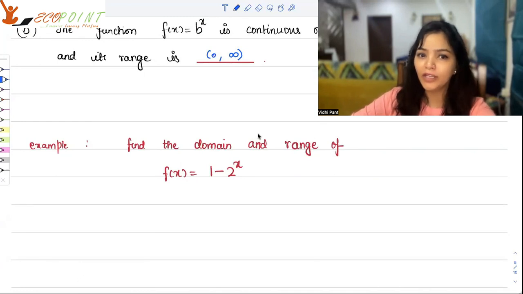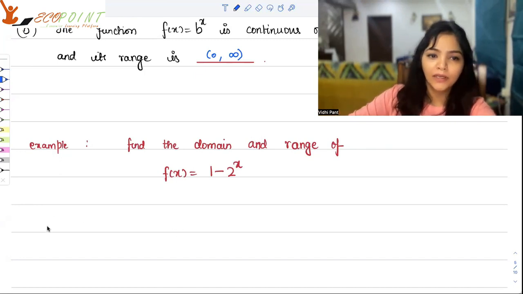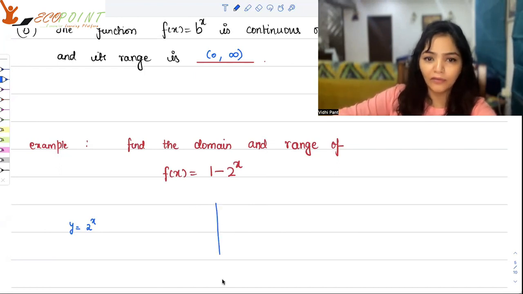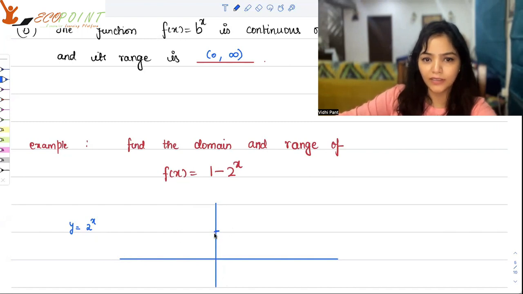Find the domain and range of f(x) equals 1 minus 2 to the power x. Let's go step by step here. Let us first consider y equals 2 to the power x. Look at it graphically. What will you get? The graph will intersect at the point (0, 1). It's going to look something of this sort, okay?